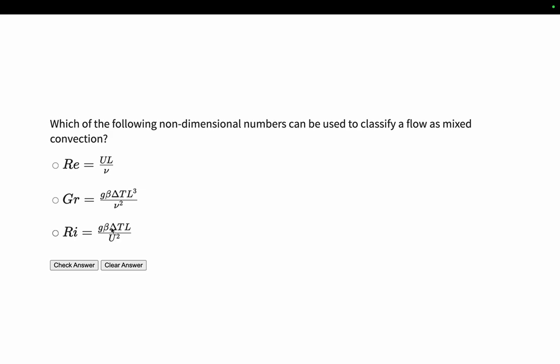So you can tell it from the equation itself. When you want to decide whether it is mixed or not, it's a compromise between the buoyancy forces and the inertial forces. So it has to have gravity and it also needs something related to velocity. Only when you have these two can that particular quantity be used to classify whether a flow is mixed or not. And only this non-dimensional number has both in it. Here you do not have velocity, here you do not have gravity, so these two cannot be directly used.